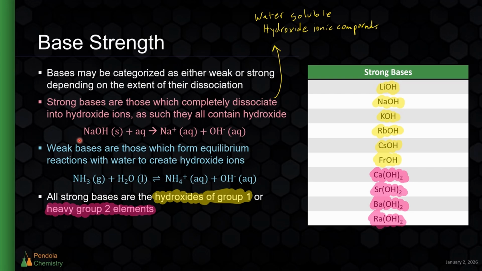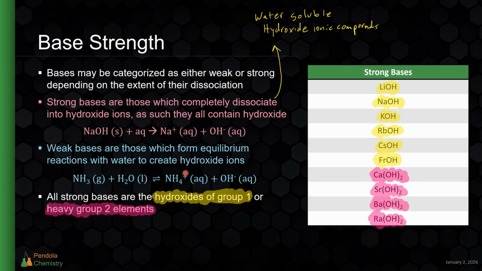So there are really two kind of subsections of weak bases. There's those that are just not water soluble hydroxides. They only dissolve a little bit in water. And then there's the covalent compounds like ammonia, which react with water, creating an equilibrium reaction where hydroxide is made. Ammonia can react with water in an acid-base reaction, in a dissociation reaction, to create ammonium and hydroxide ions. But this is an equilibrium because ammonia is a weak base.